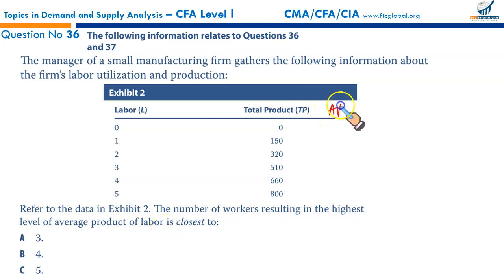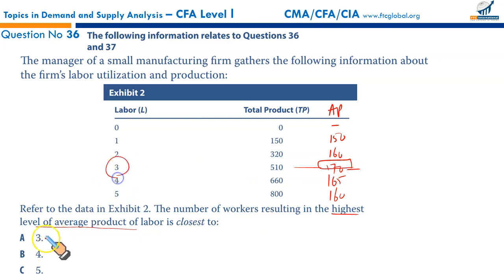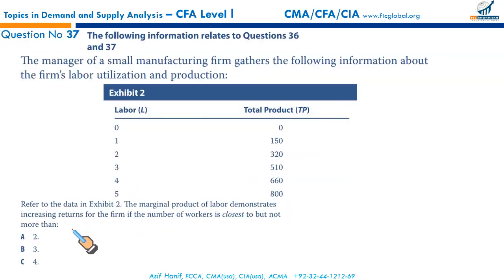So average product means 150 by 1, 320 by 2, 510 by 3, 170, 660 by 4, 165, and then 800 divided by 5, that's 160. Now, the number of workers resulting in the highest level of average product is 170, that is 3. That makes A the correct option. Yes. Next.